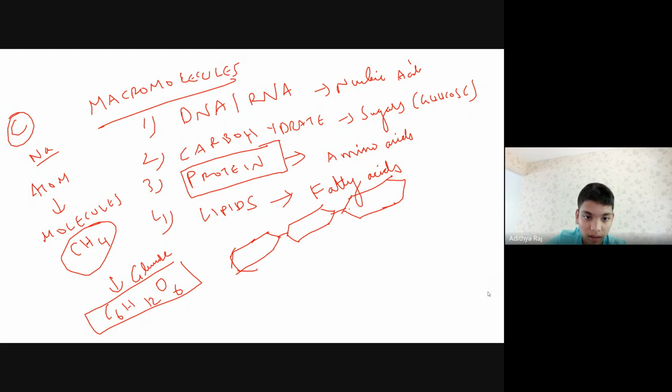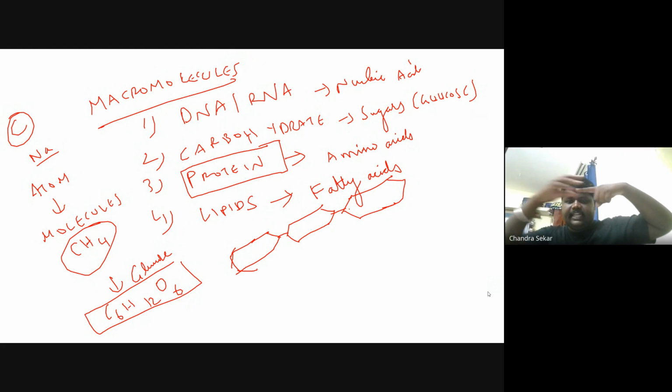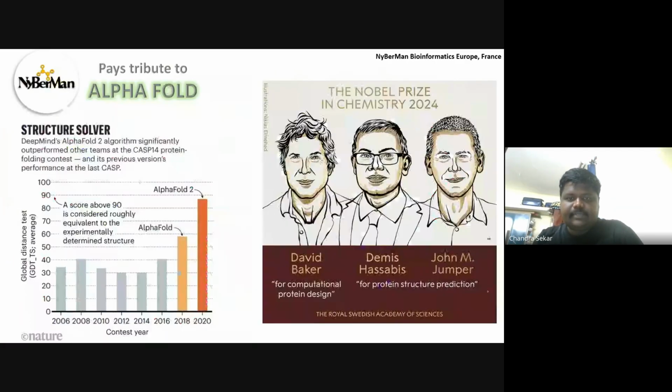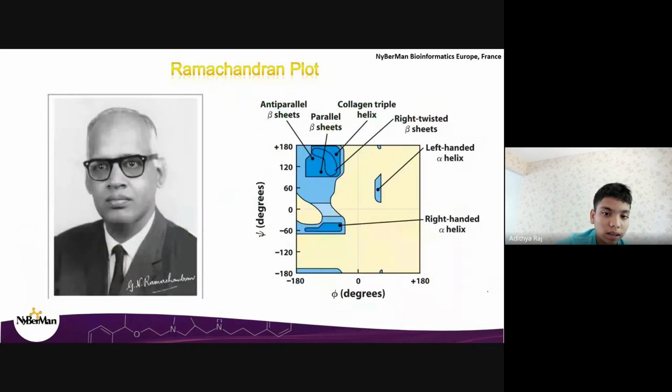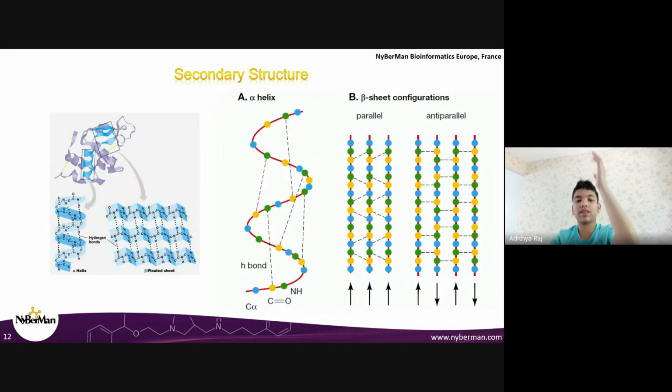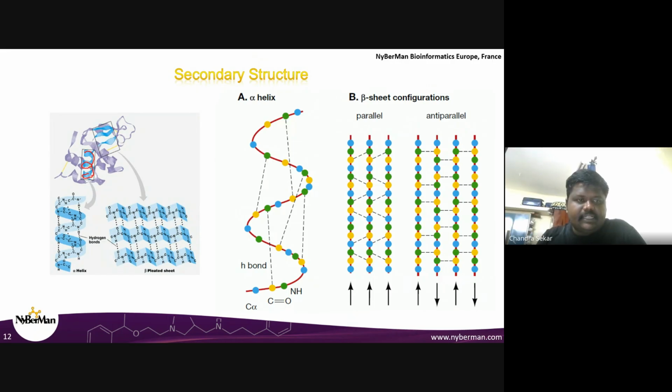Primary is just linear, like a rope. I try to make different shapes out of the rope. What are the two shapes I made? Look here. One is straight and then one is curved, like a helix. This is called alpha helix.